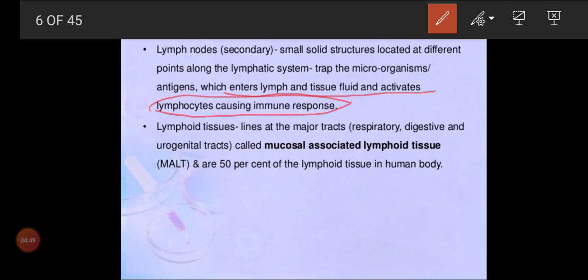We know lymphocytes will be present in the lymph fluid. So in the lymph nodes, filtration of antigens and microorganisms takes place. Automatically, reactions between antigen and antibody will be seen in these regions.